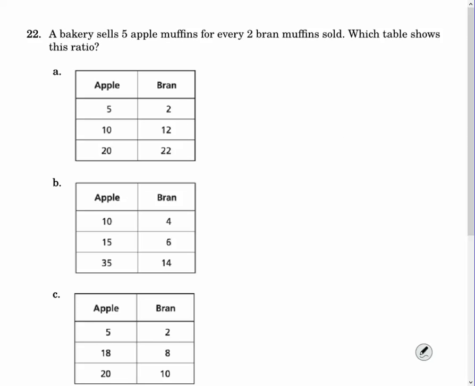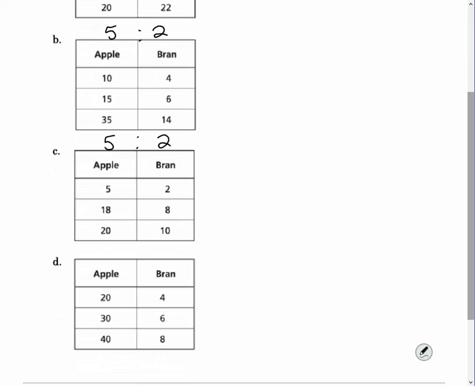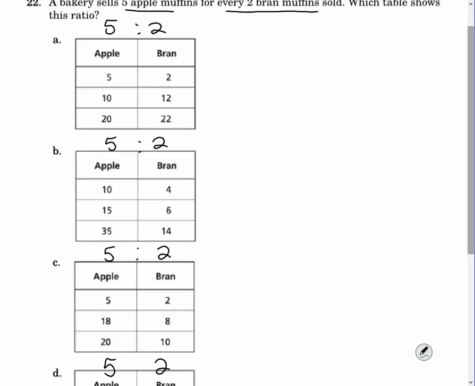When it says a bakery sells 5 apple muffins for every 2 bran muffins, they're giving you a ratio. And all of the ratio tables should be based off that same value. You're looking for the one that accurately shows a 5 to 2 relationship. So you'll notice that some of these immediately have a 5 to 2 relationship. Some of them look like they do at first, but they might not as you go through the entire table. So what you have to do is do a lot of simplifying of ratios to see if they all scale down to 5 to 2.